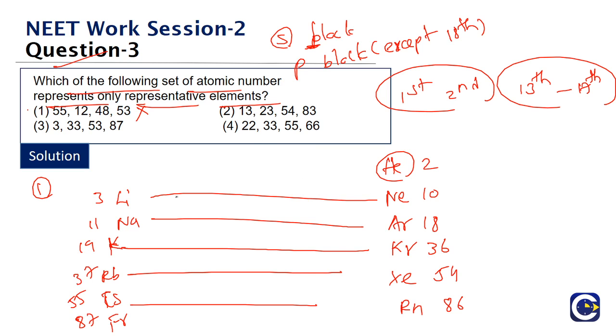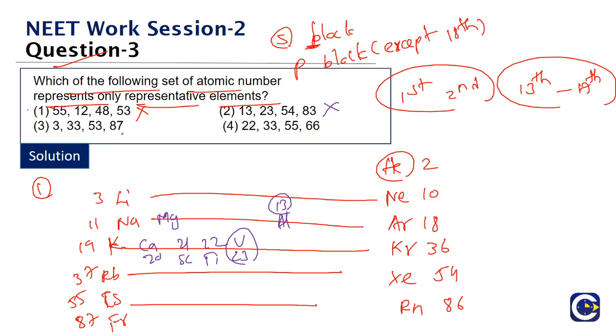13. What is 13? See, sodium, then magnesium, then here aluminum. So aluminum is 13, that is a representative element. 23: potassium is 19, then calcium is 20, 21 is scandium, 22 is titanium, 23 is vanadium. So this is a D block element. So option 2 is also out, because it does not have all elements as representative elements.